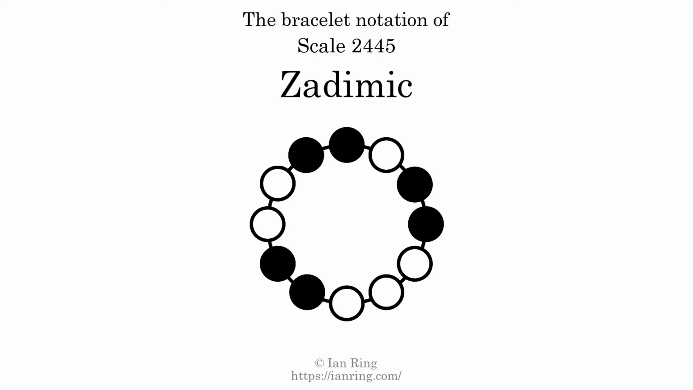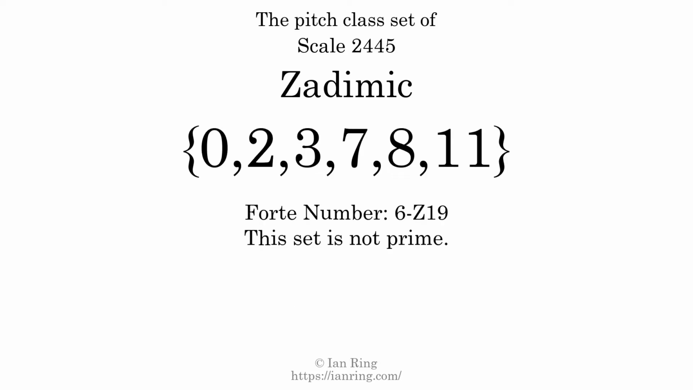This is a bracelet notation diagram of scale 2445. The shaded circles represent tones that appear in the scale, and they are read clockwise, starting at the top. The pitch class set for this scale is 0, 2, 3, 7, 8, 11. The forte class is 6Z19. This set is not prime.